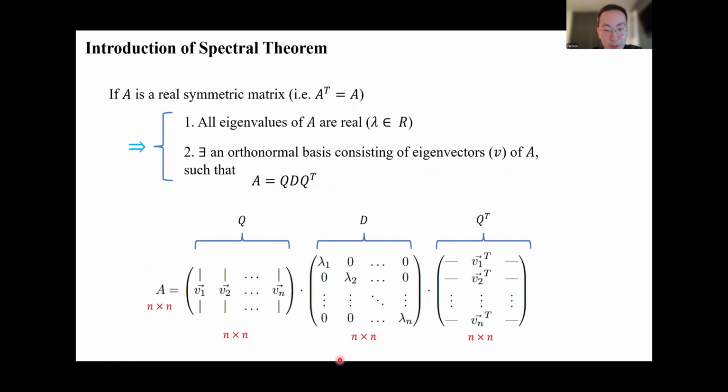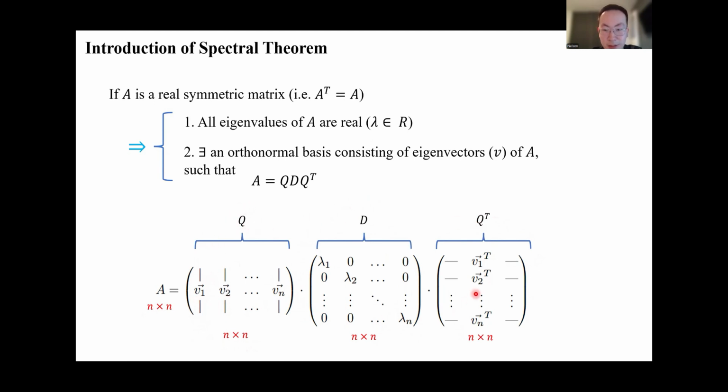We can write out the matrix form like this. If A is n by n, then Q is also an n by n matrix, where each column of Q is an eigenvector of A. This D is a diagonal matrix with eigenvalues of A on the diagonal. And the third part is just the transpose of this matrix Q.